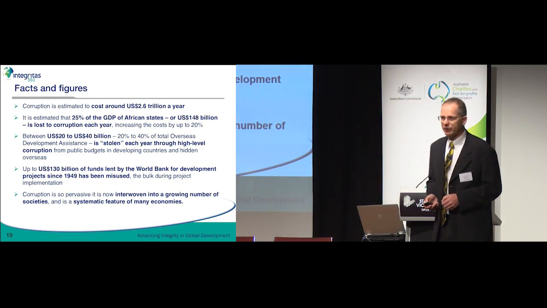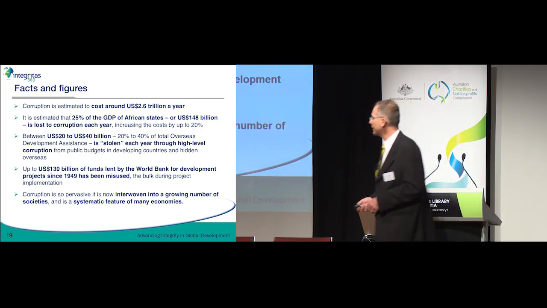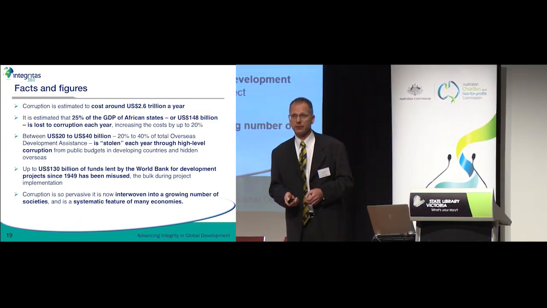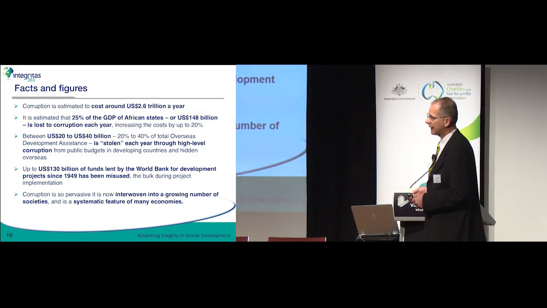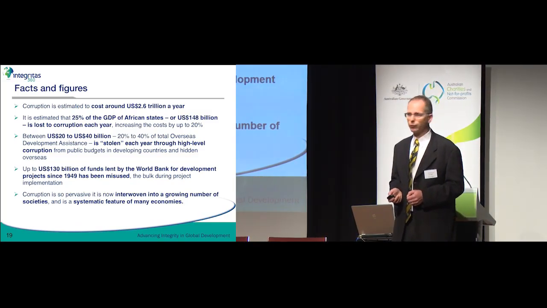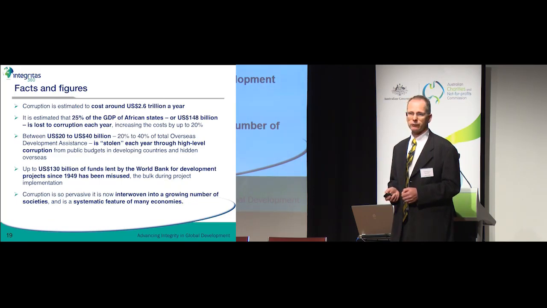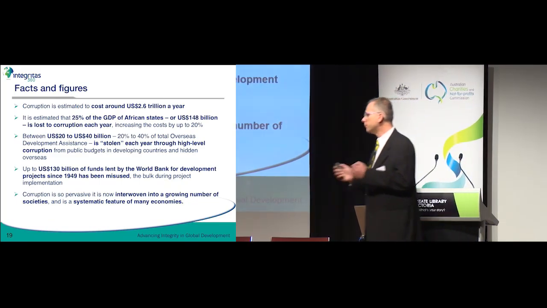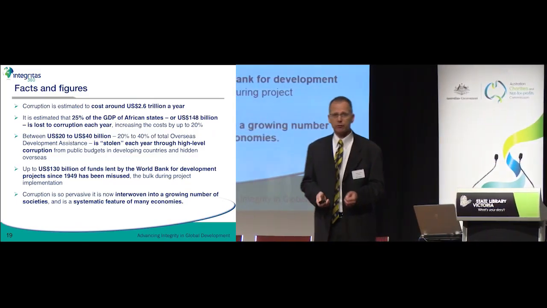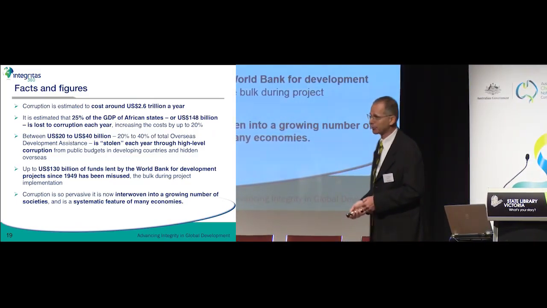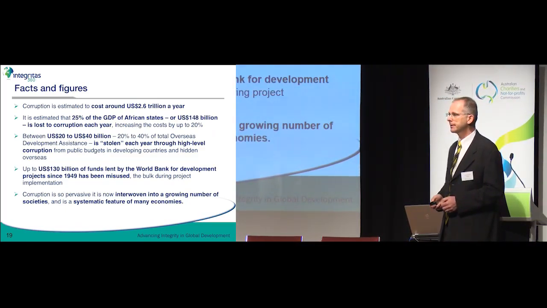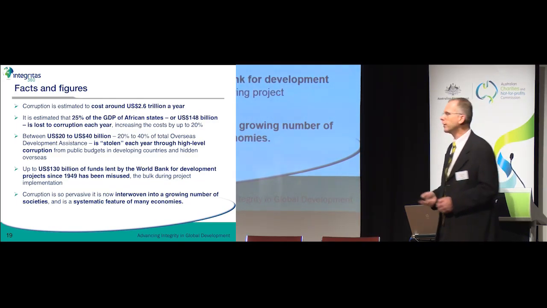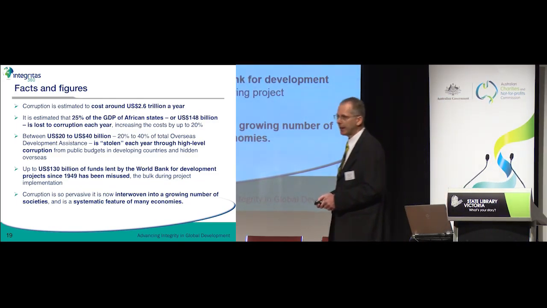We've got to the point now where corruption is so significant it's interwoven into a growing number of societies and is a systemic feature of many countries. You will hear a lot of people say that to work in certain parts of the world, you can't avoid corruption. You can't avoid fraud. You must pay bribes. I don't personally agree with that. I think you're either part of the problem or part of the solution. You can get by in most places around the world without being involved in corrupt behaviour. It's not easy, though.